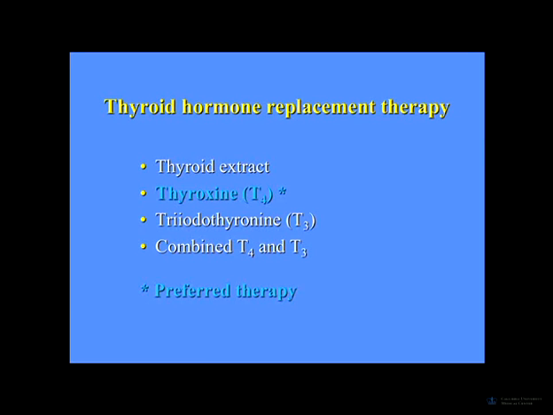Thyroxine is the preferred thyroid hormone replacement product. It's the preferred therapy. Triiodothyronine, or T3, is often used as an adjunct to T4 therapy, either alone or in a fixed combination with T4.